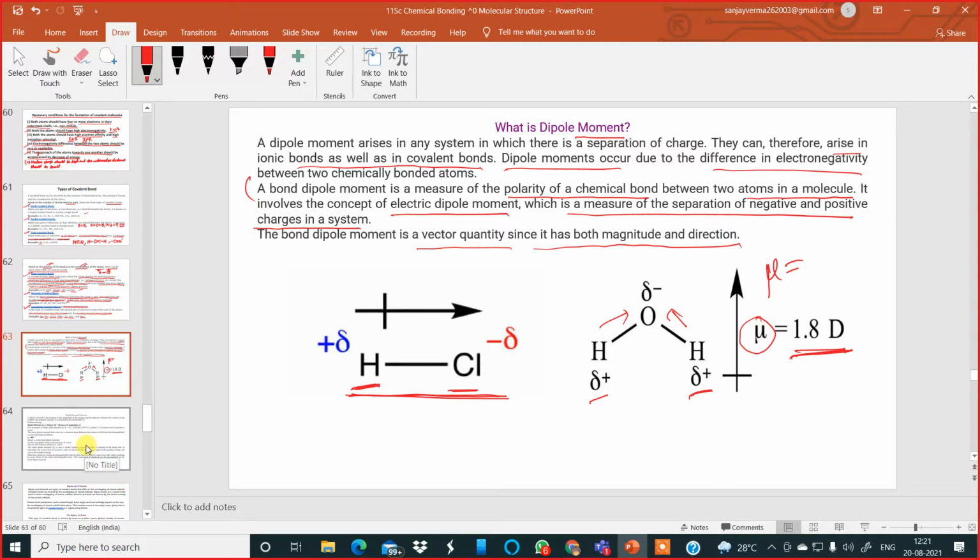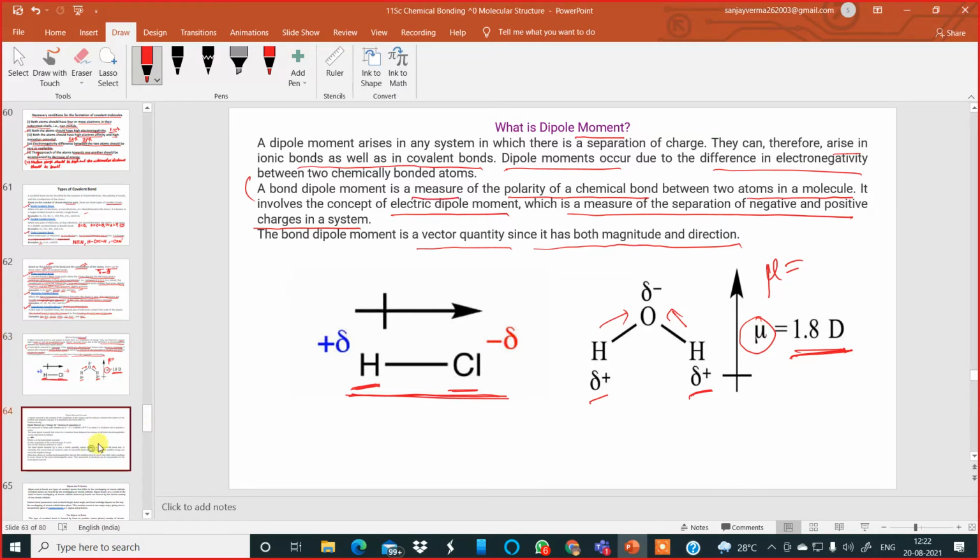Now, is this dipole moment clear to all of us? Yes, sir. So dipole moment, what is it? It is a measure of how highly polar or how lowly polar a covalent compound, covalent bond or an ionic bond is. It's a measure. Remember this definition.